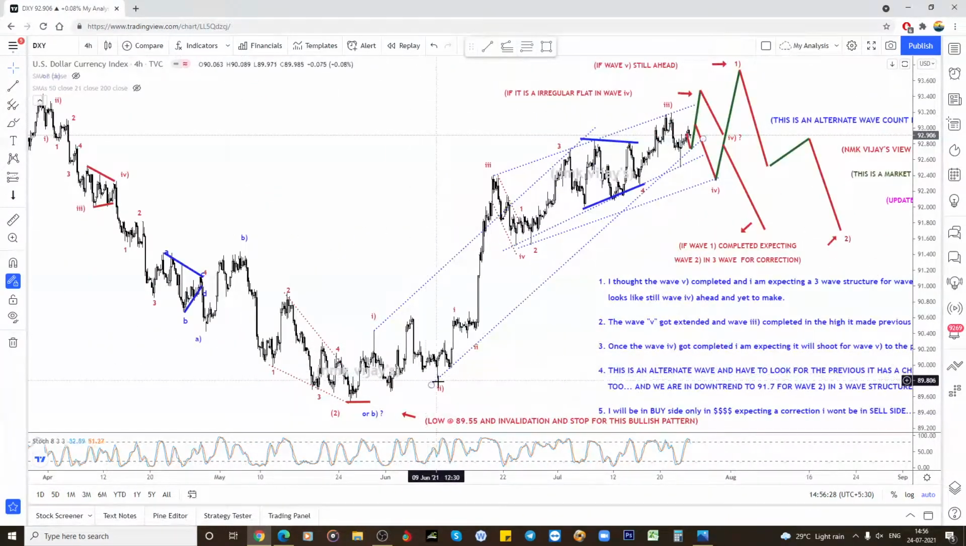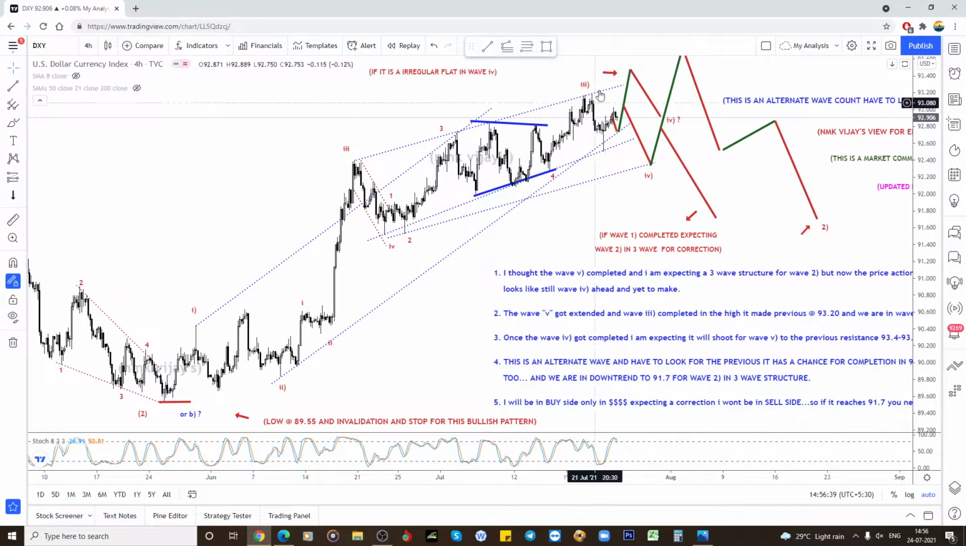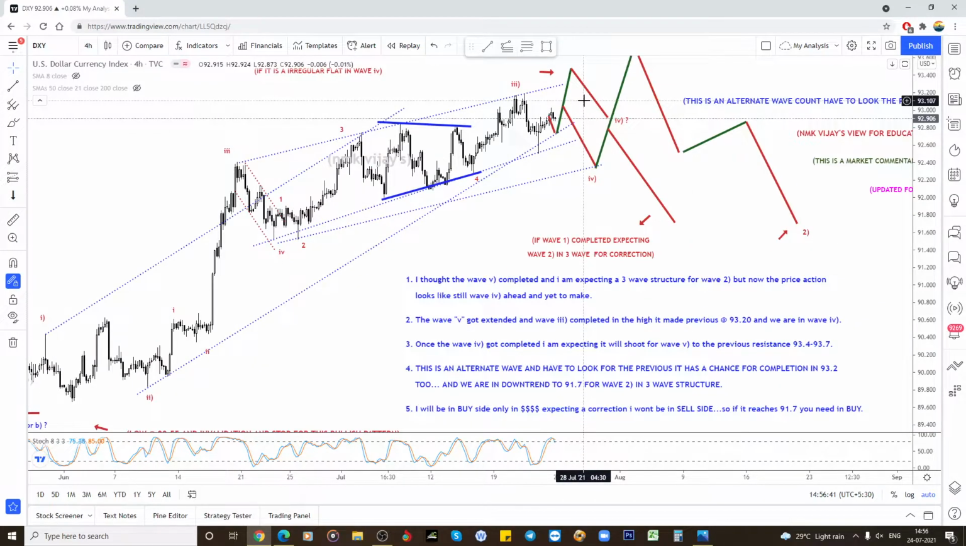Previously I took this as a 1, 2, 3, 4, 5. And after that I said this is a 1, 2, 3. So this 4 could be a triangle, and the fifth wave got ended, I think. But it's not looking like a 5-wave structure.